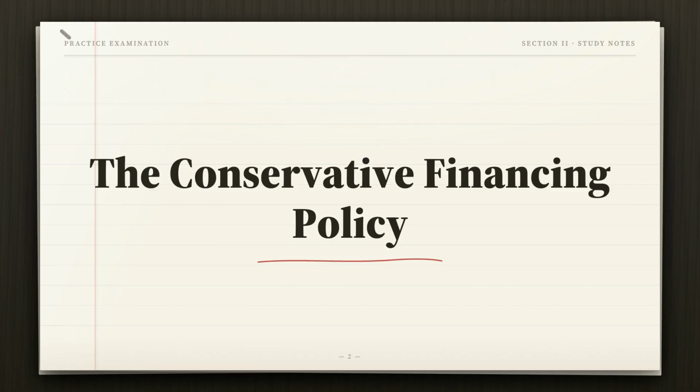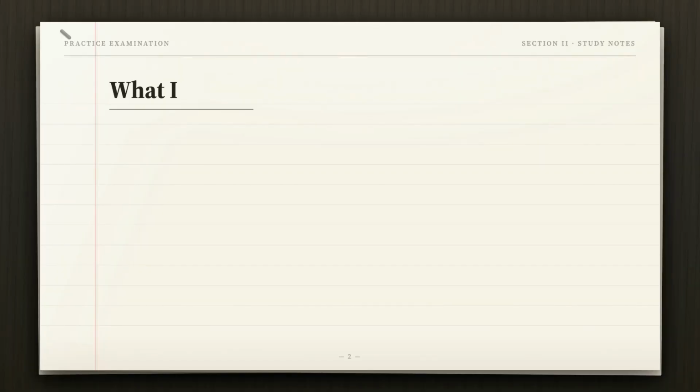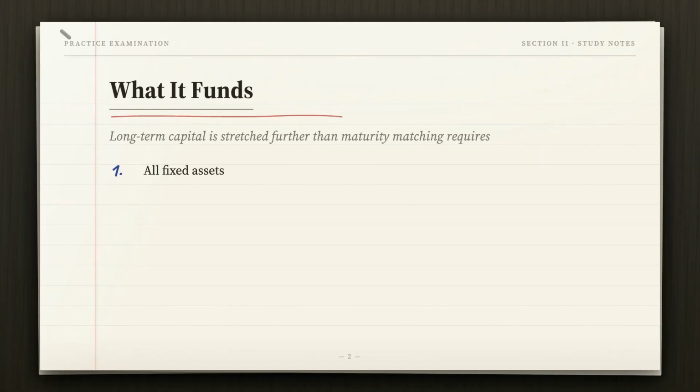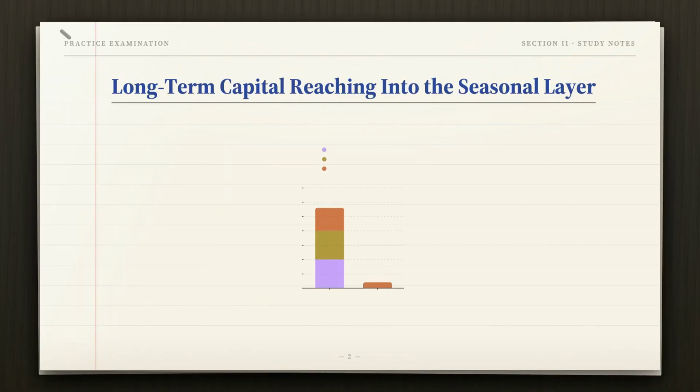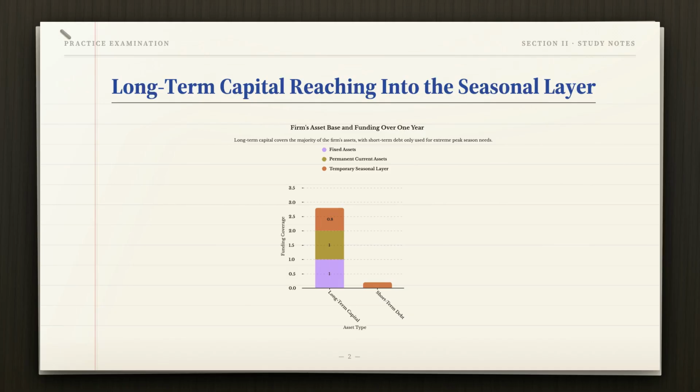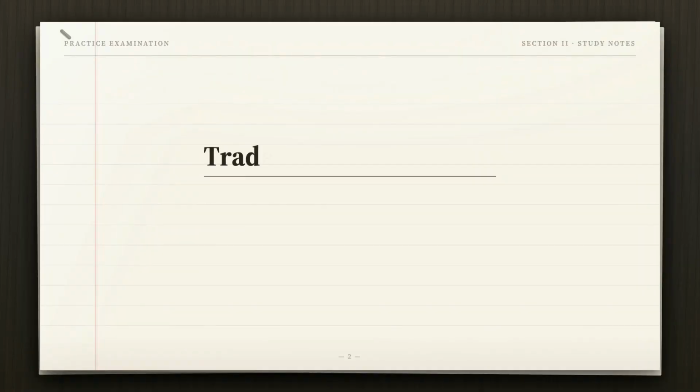This policy deliberately uses long-term capital to cover more than it strictly needs to. It funds all fixed assets and the entire permanent current asset base with long-term money, exactly as maturity matching would, but it goes further, using long-term capital to pre-fund part of the temporary seasonal bulge too, calling on short-term debt only at the very peak, if at all. Picture the asset base as layers: fixed assets, permanent current assets, and a seasonal bulge on top. In the conservative policy, long-term capital climbs up through all of it, leaving only a thin sliver at the very peak to be covered by short-term debt.